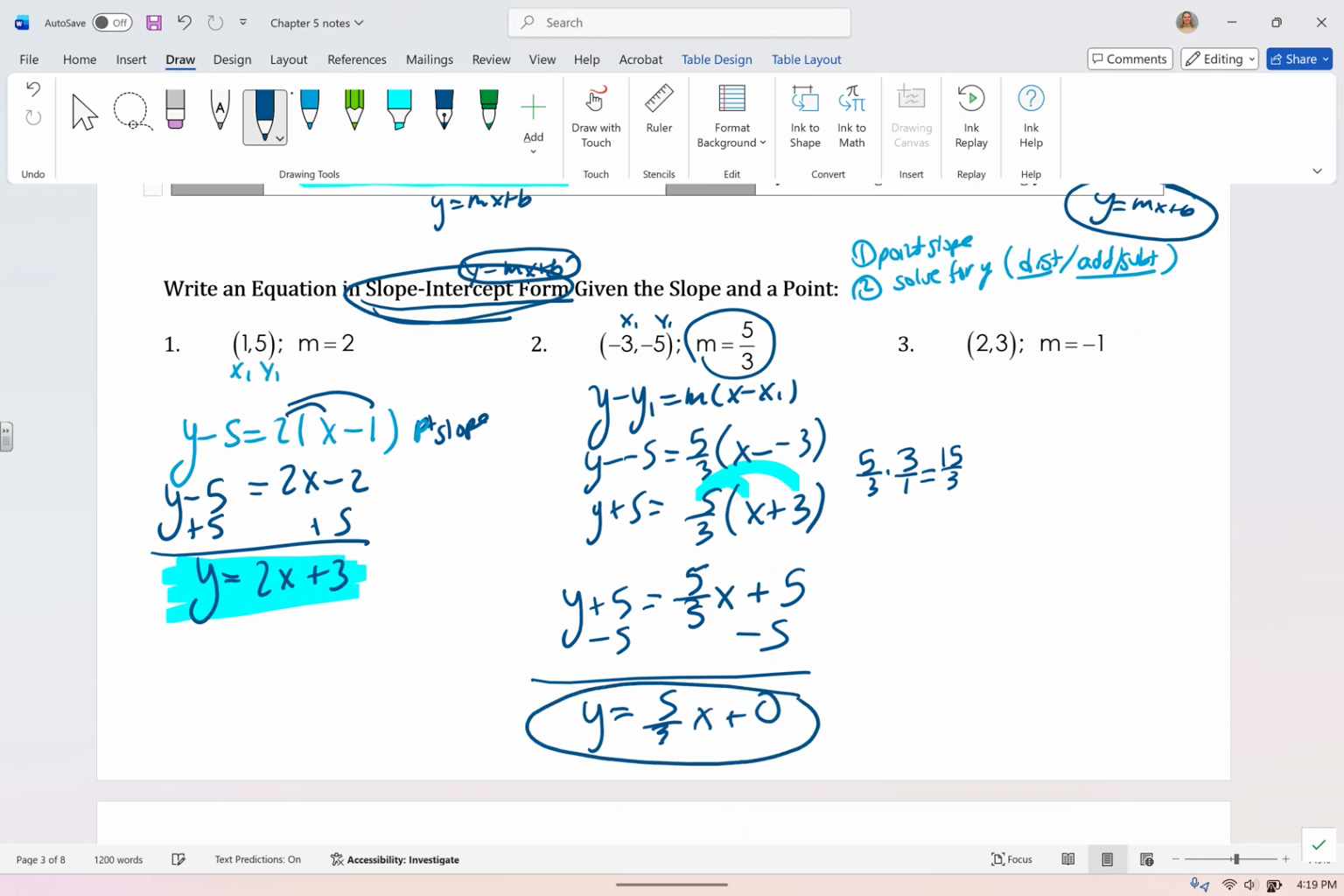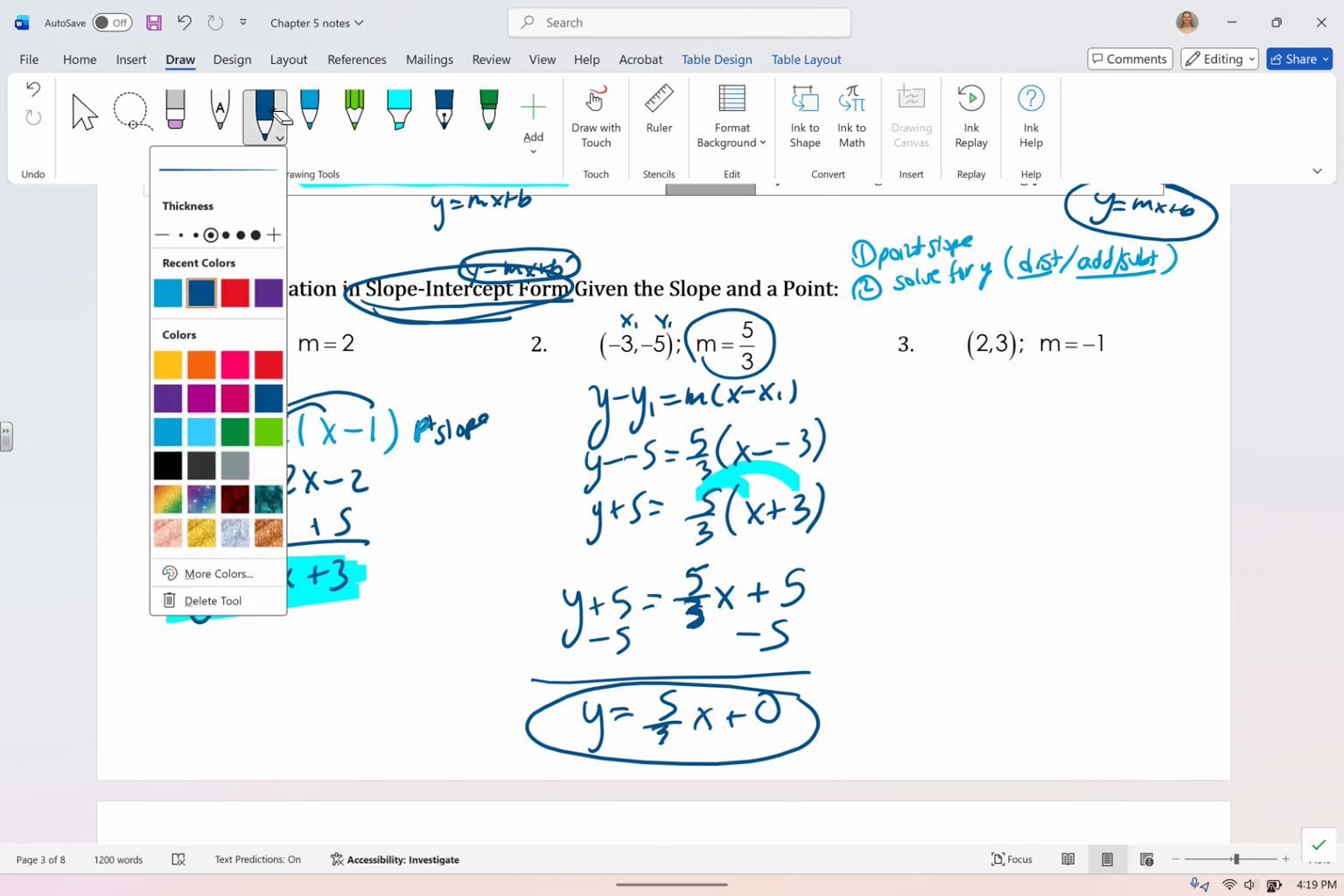What was it, 3? I don't know why I put a 5 there. And so be careful when you're distributing to mind your signs. That's something I've noticed that kids have struggled with, is that when you're distributing, be careful of your signs. Negative times negative is positive.